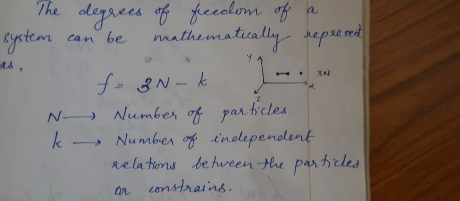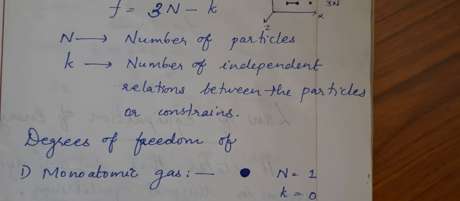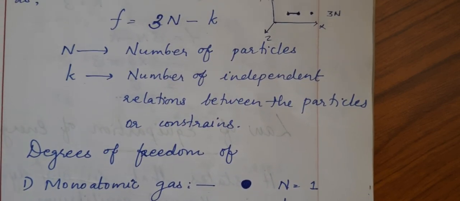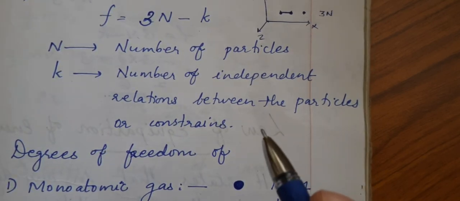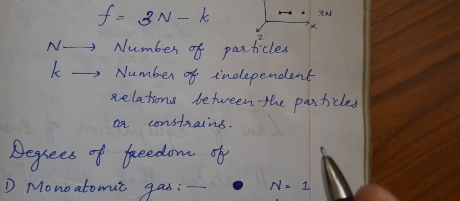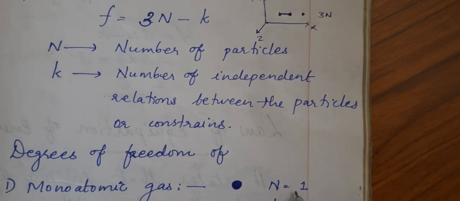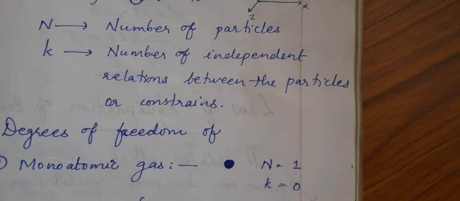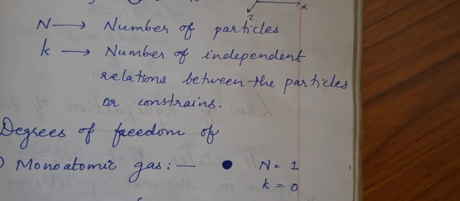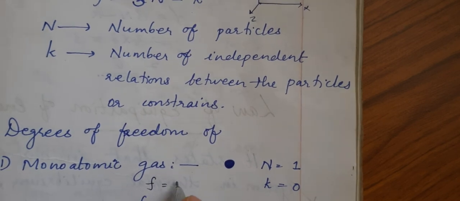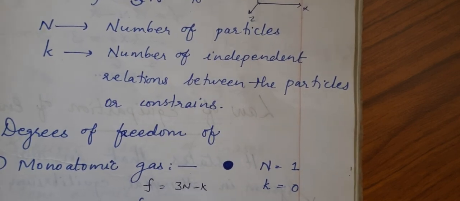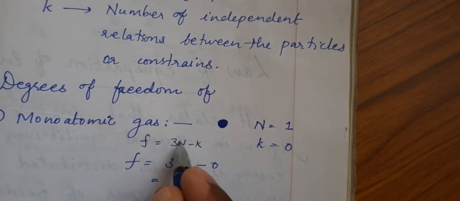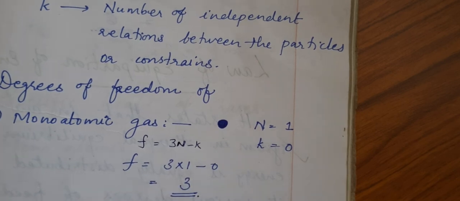So with this, let's analyze different cases. A monoatomic gas means a gas with just one atom, just one particle present in that. So we put n as 1. And if we do not mention any constraint, that means there are no restrictions for its movement, then k is 0. So as per the equation, F is equal to 3n minus k. As there is no restriction, k is 0 and the number of atoms present is 1. So we get 3 as the degrees of freedom.